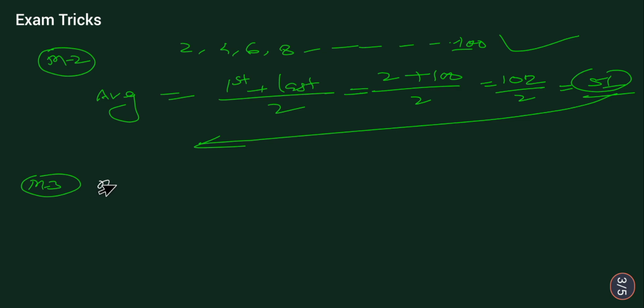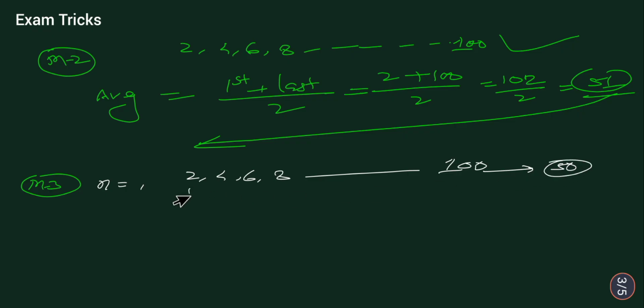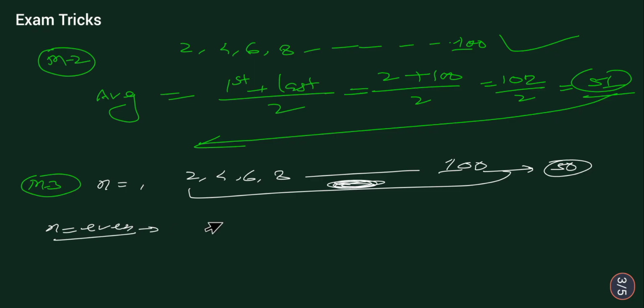Actually the number of terms would be average. Here you need to consider the numbers 2, 4, 6, 8 and so on up to 100, right? So the total number of terms would be 50. So just take the average of the middle terms, whatever is available. If the number of terms is even, then the middle terms would be 2 terms, right?